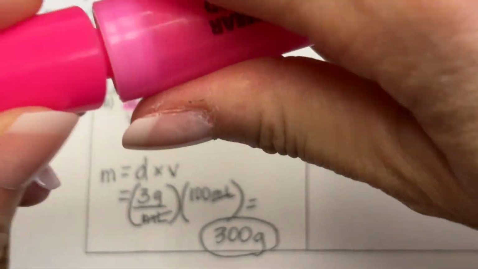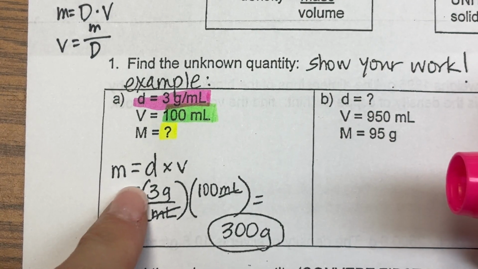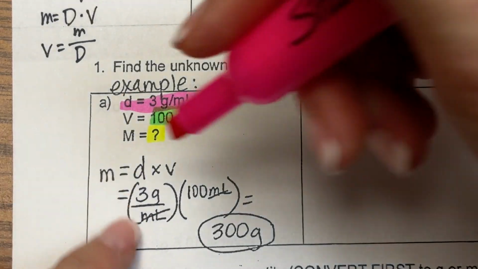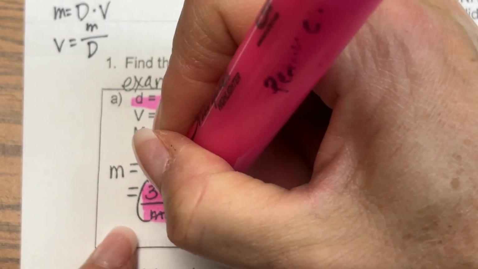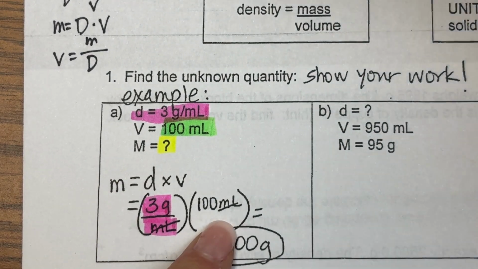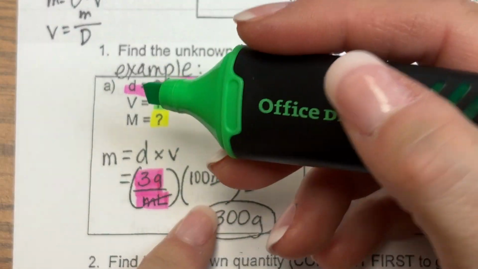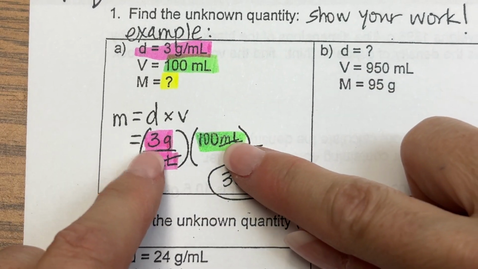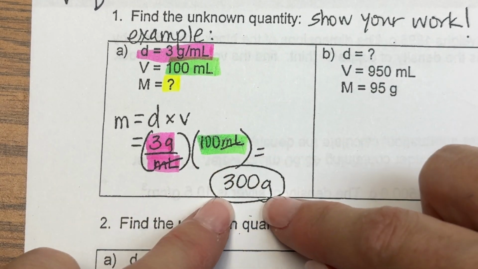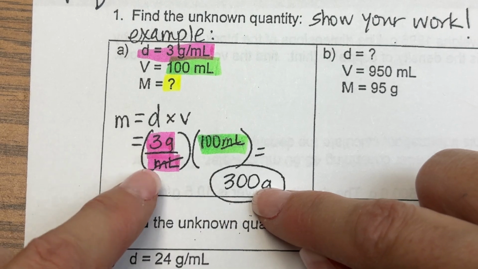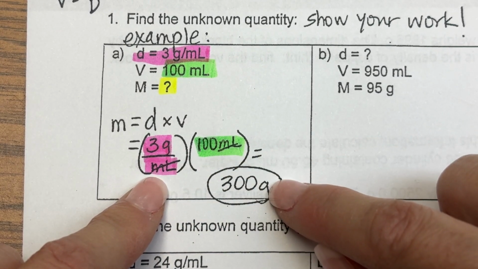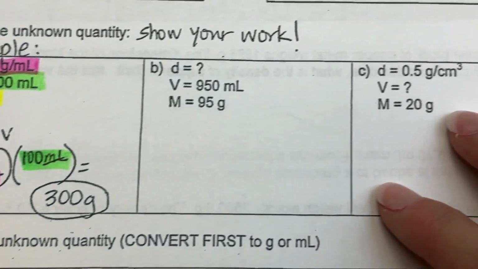So mass is, I'm going to write my equation. Mass is density times volume. I'm going to plug in my density, 3 grams per milliliter. I'm going to plug in my volume, 100 milliliters. Then in my calculator, I am going to type in 3 times 100 equals 300. The milliliters divided by milliliters cancels out, and I end up with grams.